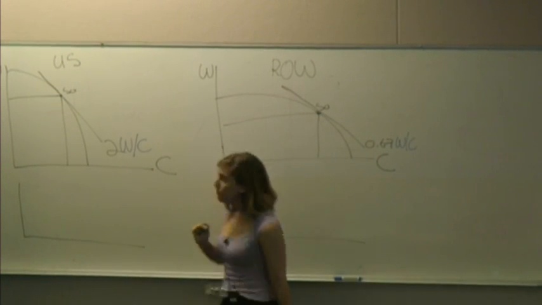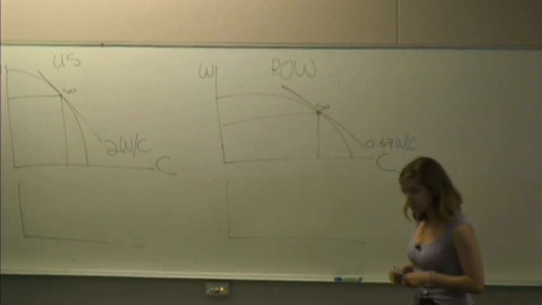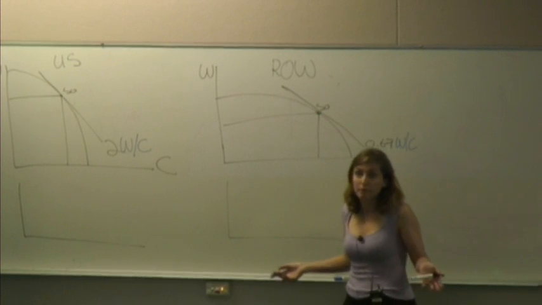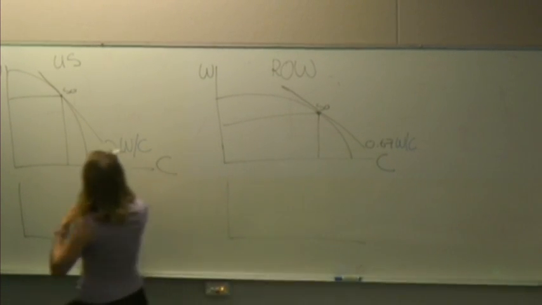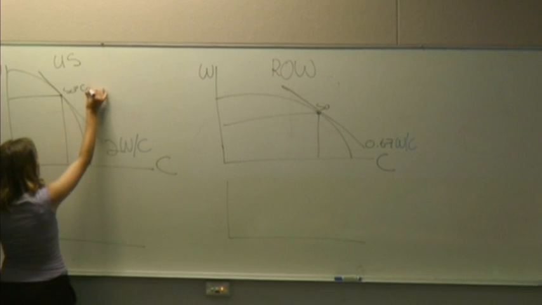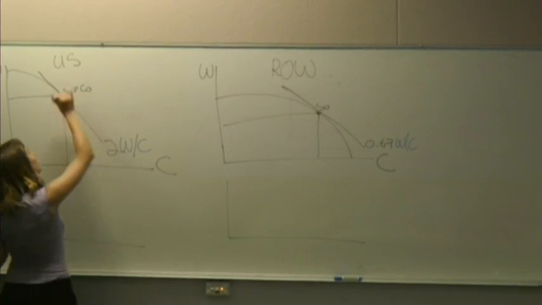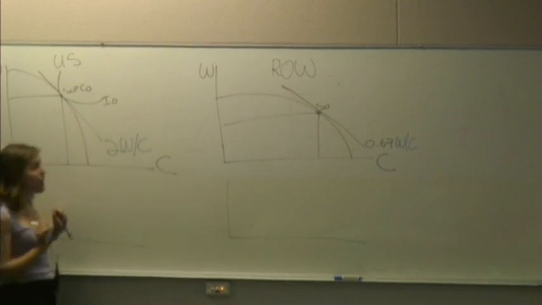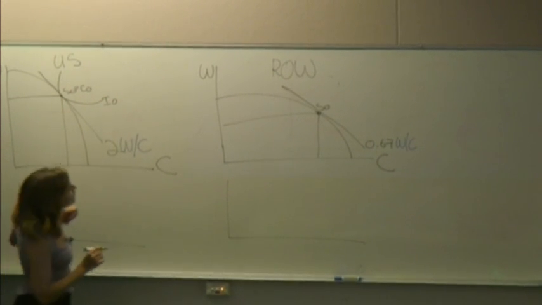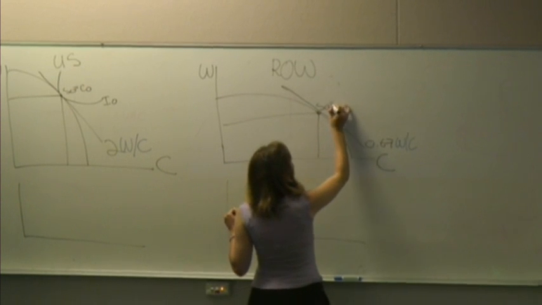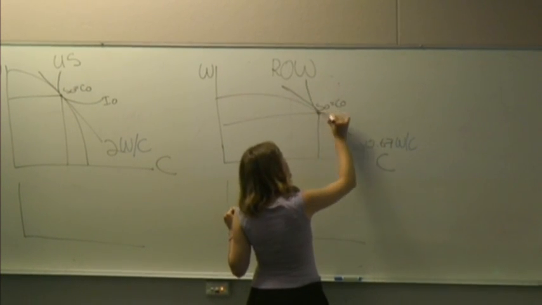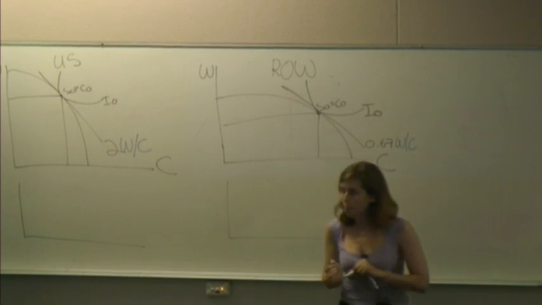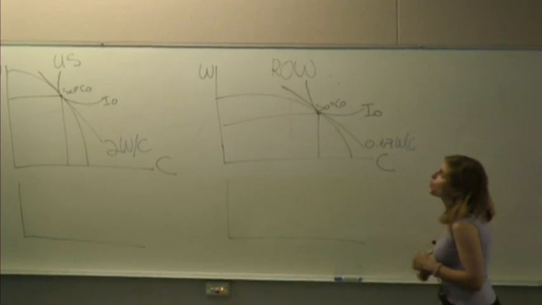Before trade, the country is consuming where it is producing. It can only consume what it makes. So the consumption point C0 is at the same point as S0. And the highest community indifference curve we can touch is I0. Same thing here. We're consuming where we are producing, and we can touch the indifference curve of I0. What happens when we open up to trade?